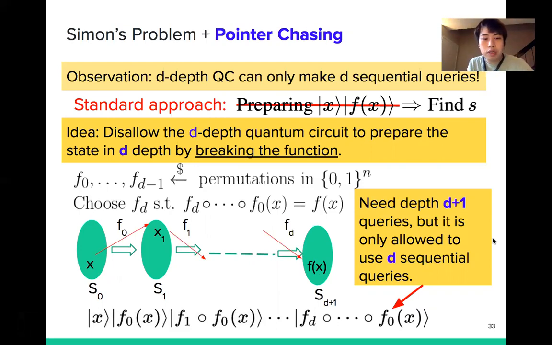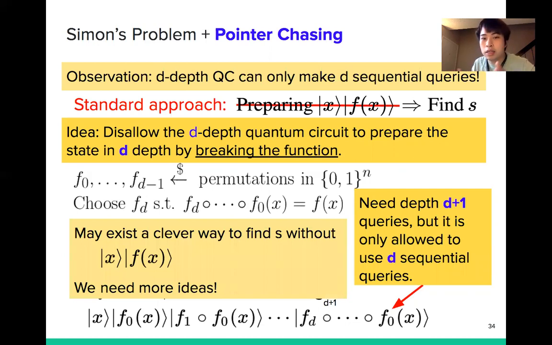And therefore, if you want to prepare f of x, you need to first query f0 on x, like f0 of x, and then you need to query f1, and then query f2. You need to do this sequentially. So you need depth d plus 1 queries to prepare the state x, f of x, but actually you can only use d sequential queries, so you cannot prepare this state.